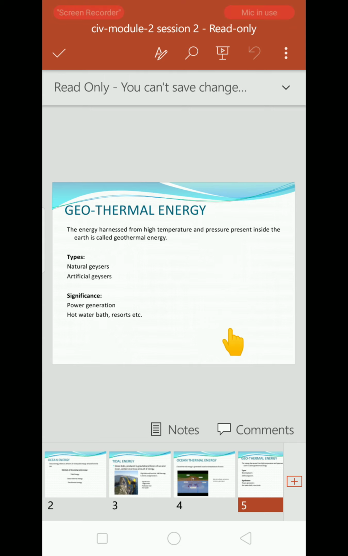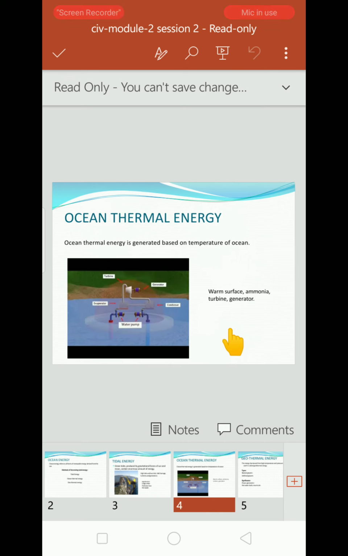Whatever hot water or hot materials come from the earth surface or rock surface through cracks, using those materials we can generate electricity. Those are the geothermal energy sources which are available naturally.